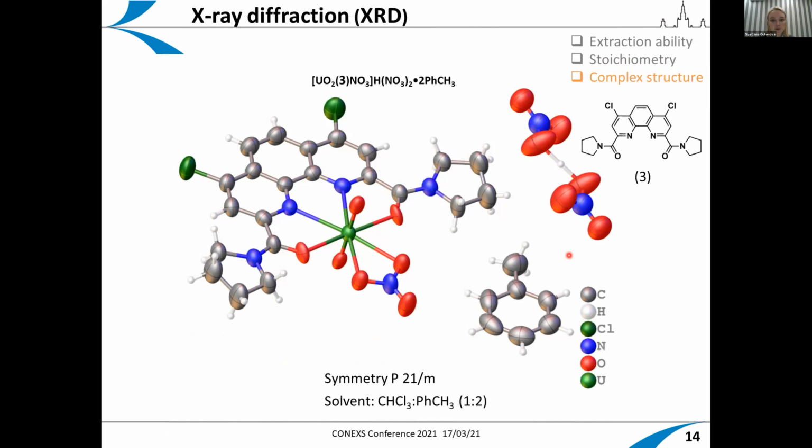We synthesized a monocrystal of ligand number 3, which is also shown on the slide, with uranyl ion. As you can see, uranium has 8 coordination centers: 2 with axial oxygens corresponding to uranyl cation, 2 with amide oxygens, 2 with phenanthroline nitrogens that correspond to the ligand, and 2 with oxygens from the nitrate group.